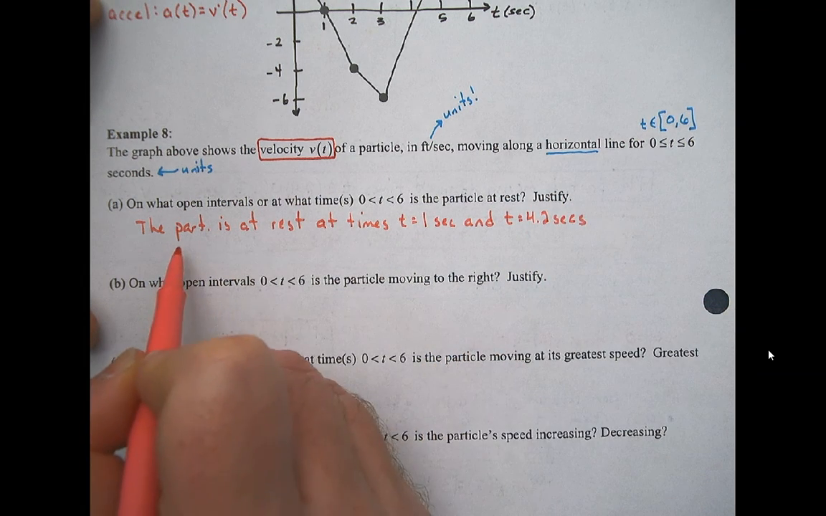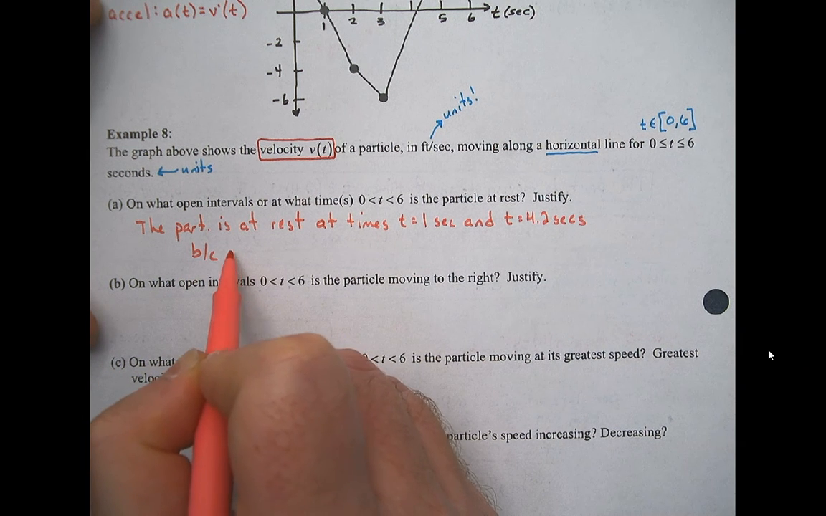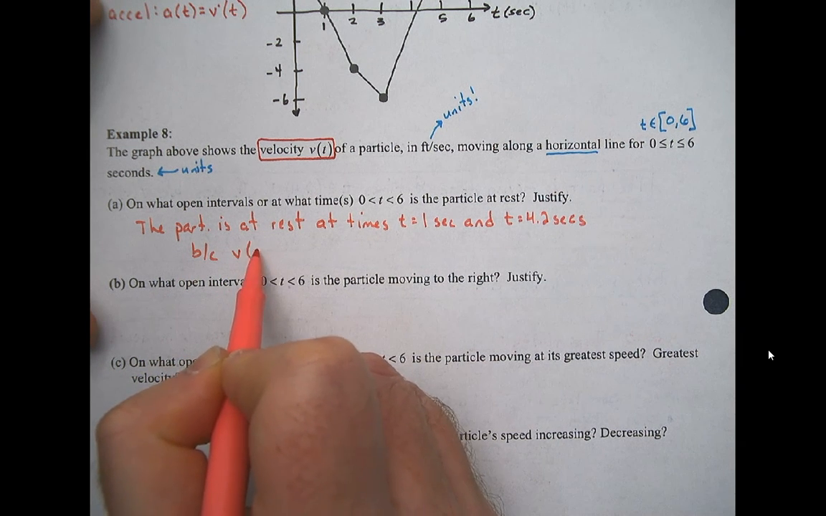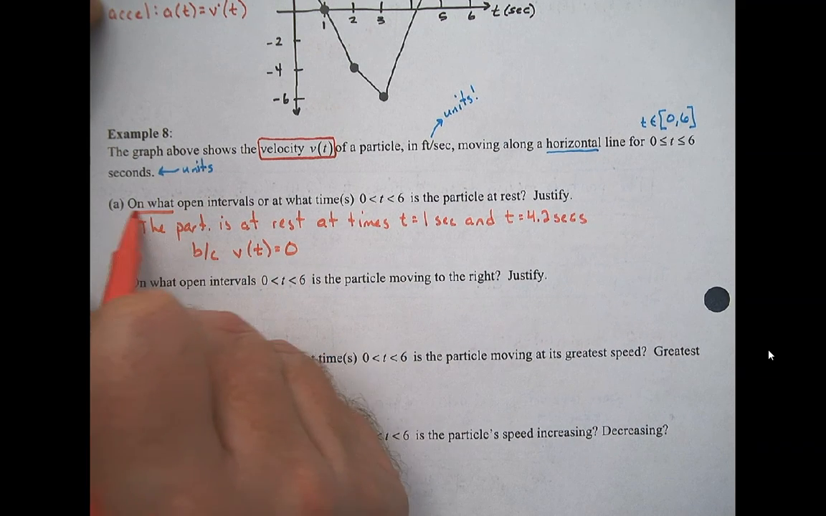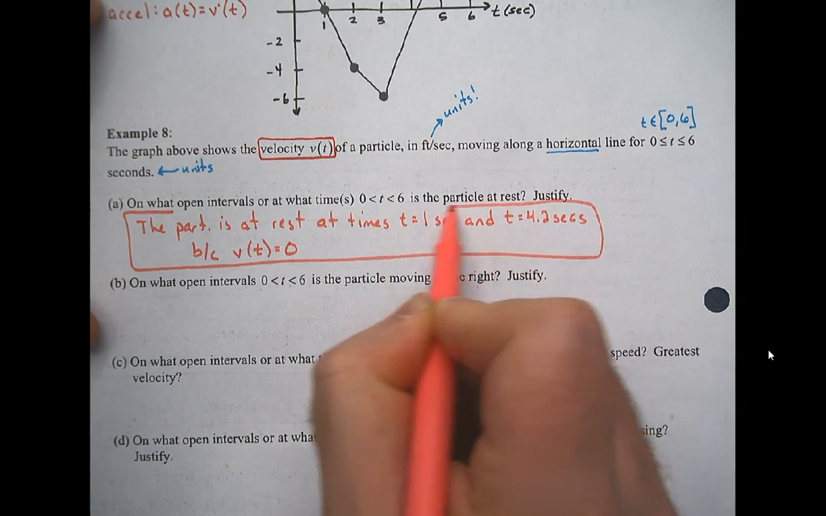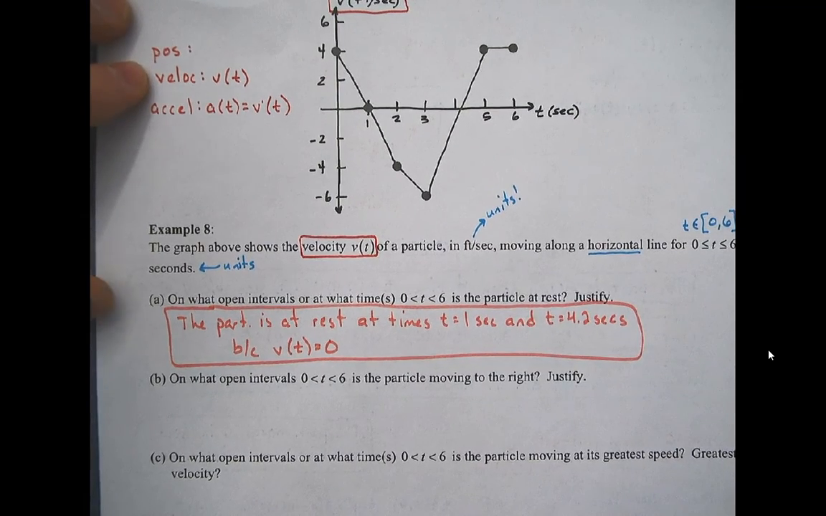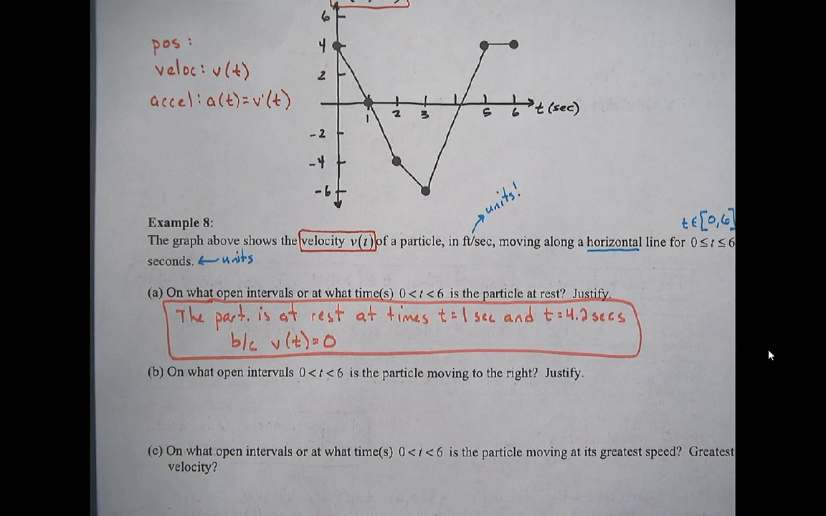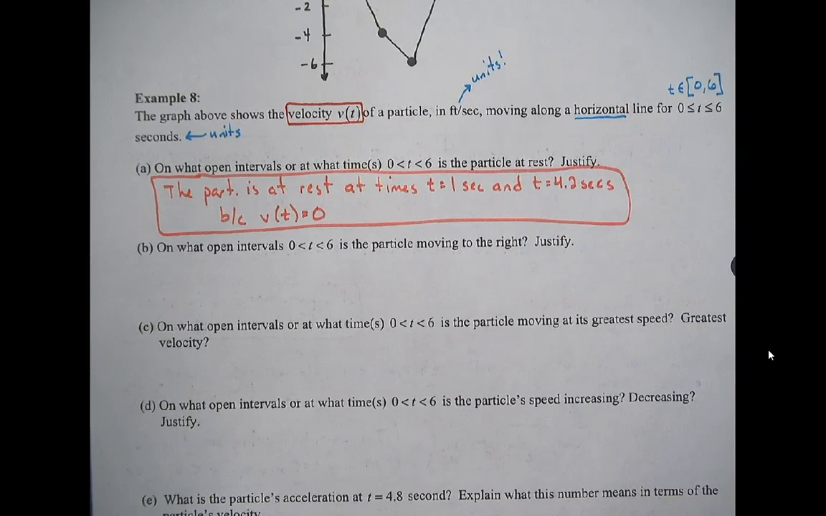Said justify, so we got to say why. Because v of t is equal to 0. Now we can reference v of t because we defined v of t up here in this little chart. So if you don't define it, I don't know how picky College Board will be about it. I won't be too picky about it probably, but it's best to just define that right off the bat. On what open intervals is the particle moving to the right?